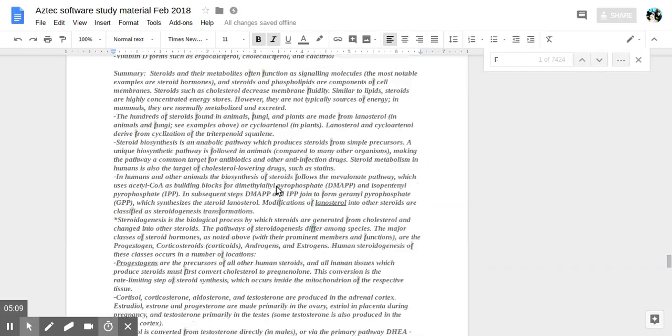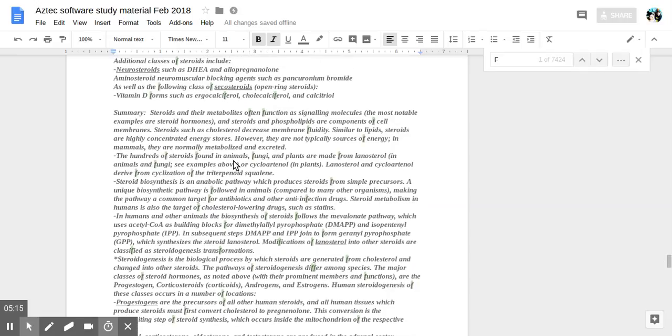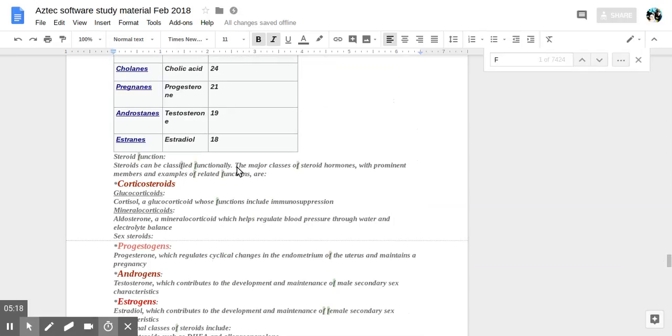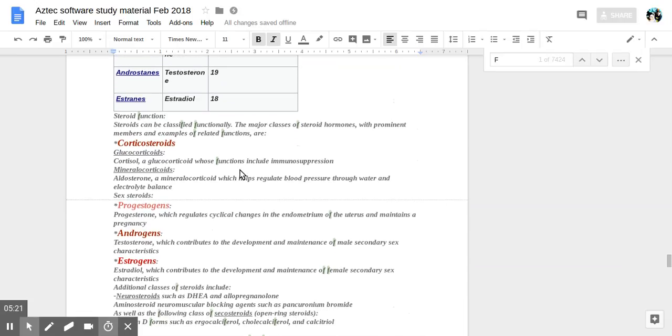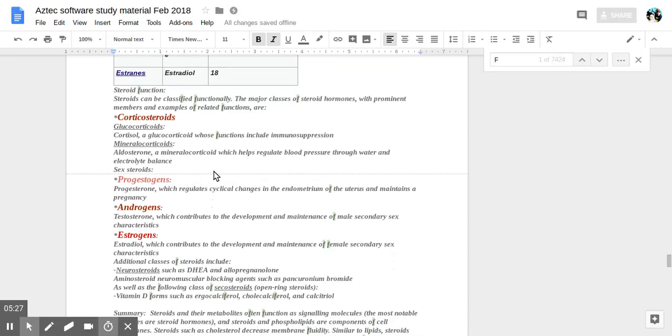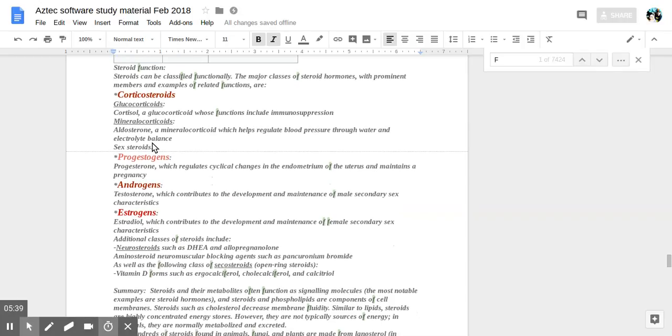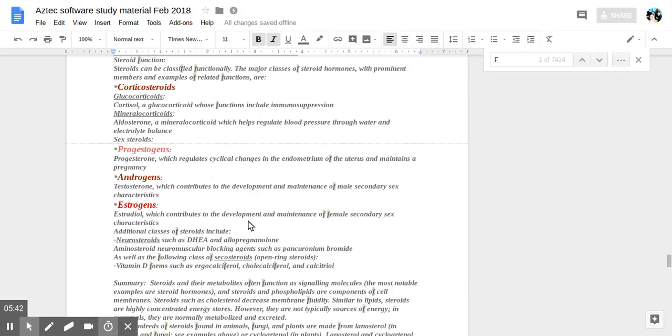So steroids are important. They're signaling molecules largely. They're involved in maintenance of sexual organs, as well as development and reproduction, as well as the immune system, and regulating blood pressure and electrolyte balance. So they're pretty important. And the different kinds of steroids, and vitamins are also a kind of steroid.